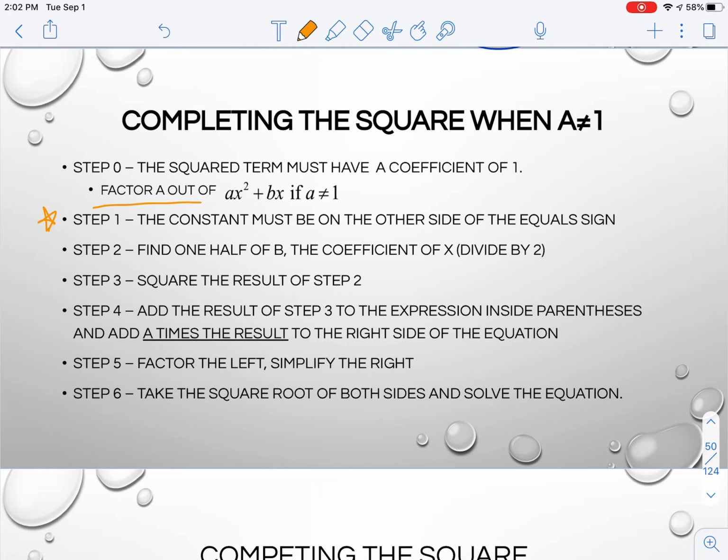The only kicker for this one is in step 4, when you add your b divided by 2 squared to both sides, you have to take your a value. We have to preserve that a value. So if we're multiplying by 3 on the left, we're going to multiply that by 3 on the right. Just what we're adding to both sides. You'll see what I mean here. I'll talk you through it.